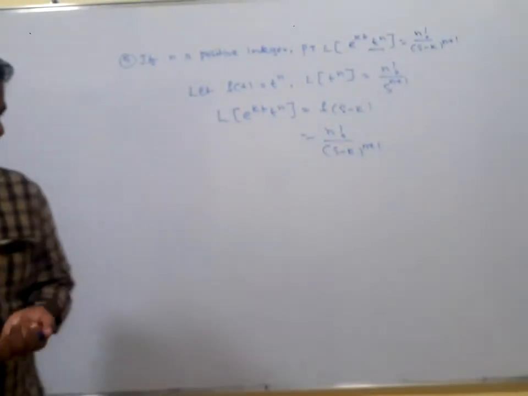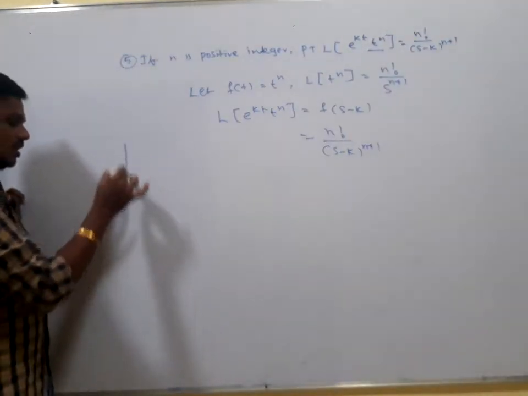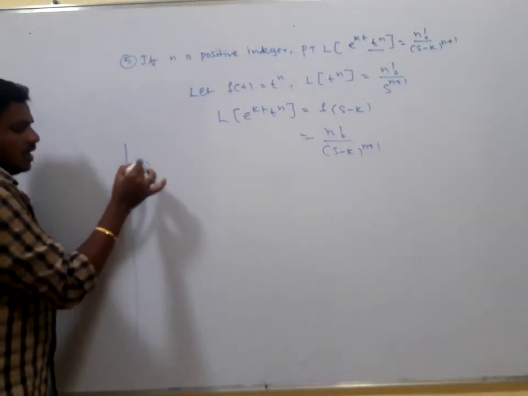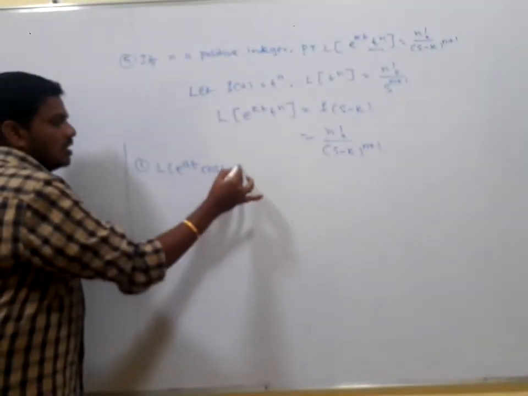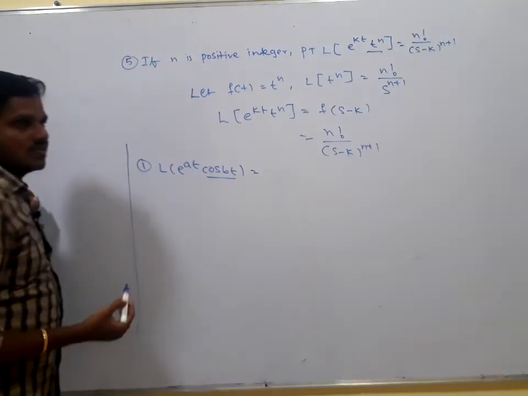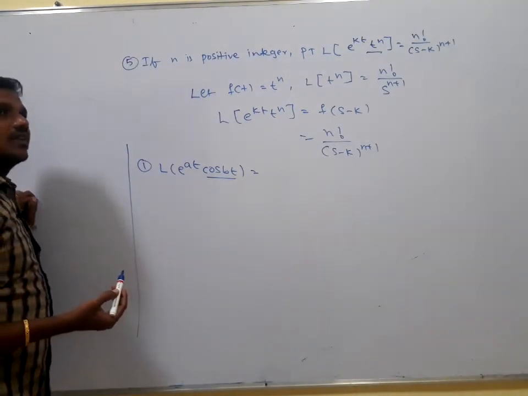Right. We may write some formulas by using the first shifting theorem. The basic one: the Laplace transform of e to the power of at cos bt is equal to, you know that the Laplace transform of cos bt is s divided by s square plus b square.